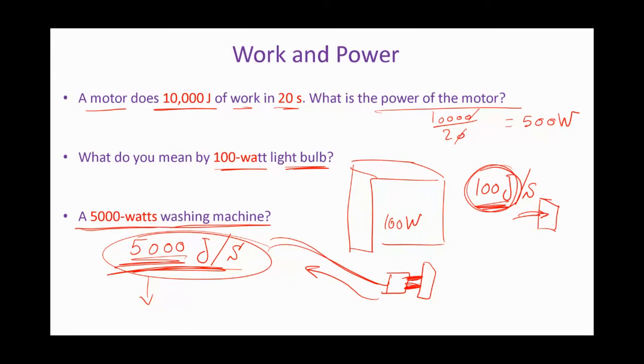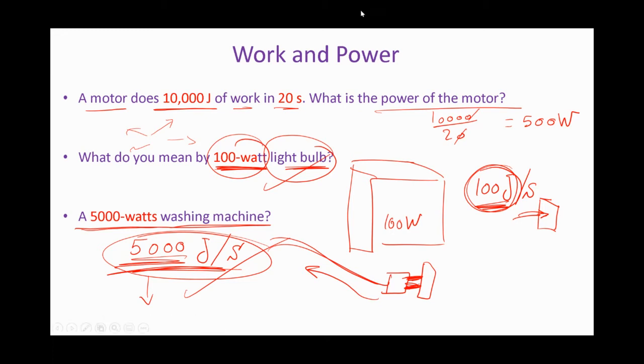So this light bulb, for example, consumes 100 watt. But if you measure the energy of the light it gives, it's not going to be the same amount. It will be less. Why? Because there is an efficiency. The efficiency of any machine is less than 100%. In this washing machine, it might be 50%, 60%. In the bulb, it might be 50%, 70%, 80%.